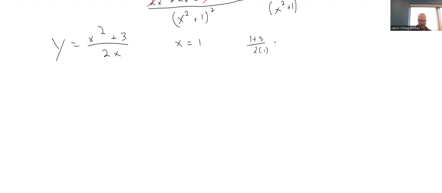That's 4/2, which is 2. So there's my coordinate. Sometimes they'll give you the coordinates, sometimes they'll give you just the x. You must plug into the original function to get the y.